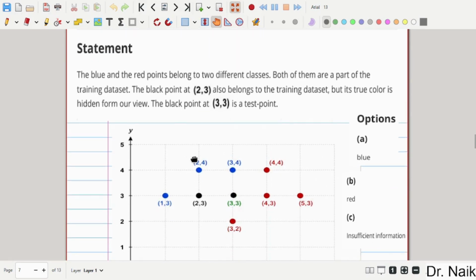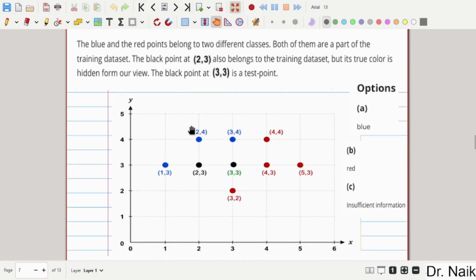Now consider question 2. Suppose the blue and red points belong to two different classes. Both of them are part of the training data set. The black point (2, 3), look here, the black point (2, 3) also belongs to the training data set, but its true color is hidden from our view.